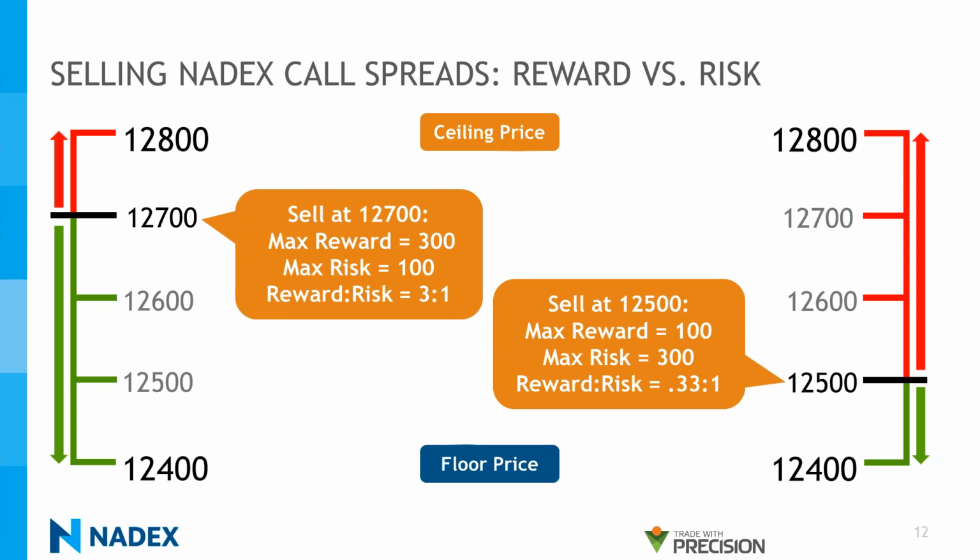On the other hand, if you wanted to sell this contract at 12,500, then your max reward would be $100 with a total loss potential of $300. So really just the opposite of the other scenario. This would be a 0.3-to-1 reward to risk, and obviously not as favorable, or doesn't even fit within our range of a 1-to-1 reward to risk scenario. You're basically risking $1 to make 30 cents.